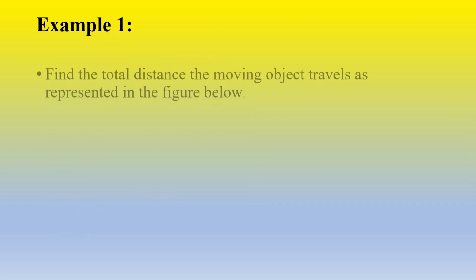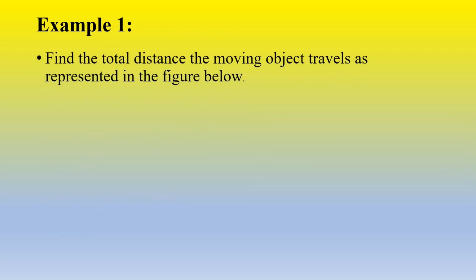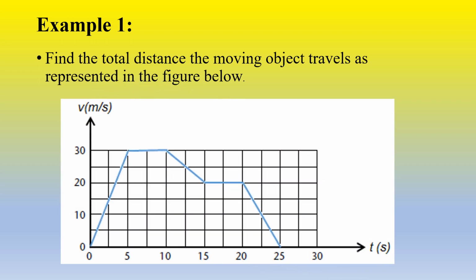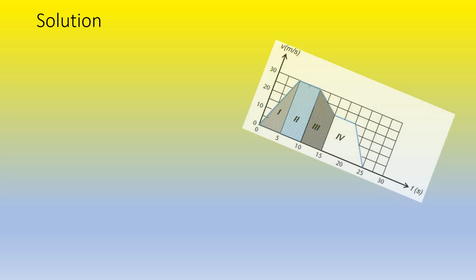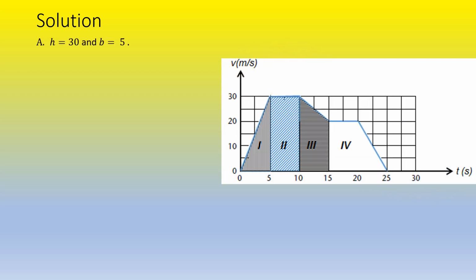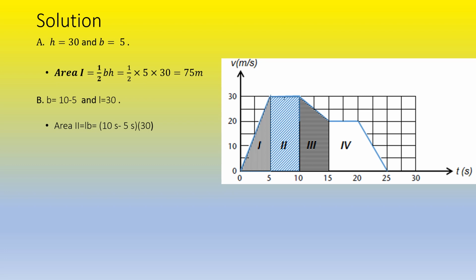Example 1. Find the total distance the moving object travels as represented in the figure below. Solution. A. Height equals 30 and base equals 5. Area 1 equals 1 over 2 times base times height, that is, 1 over 2 times 5 times 30 equals 75 meters. B. Breadth equals 10 minus 5 and length equals 30. Area 2 equals L times B equals (10 minus 5) times 30 equals 150 meters.